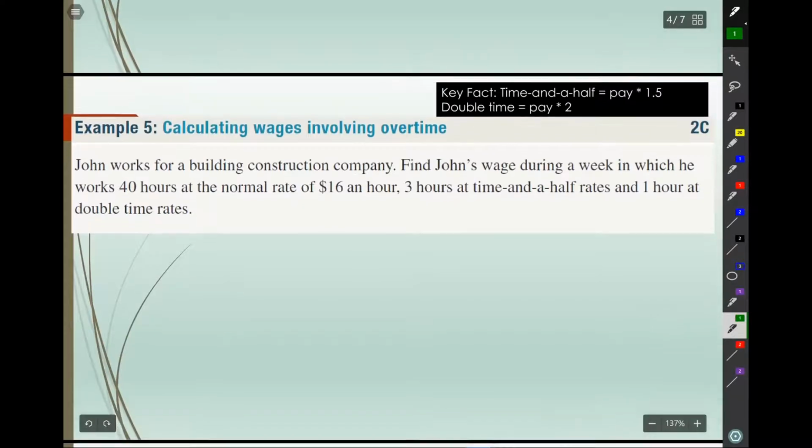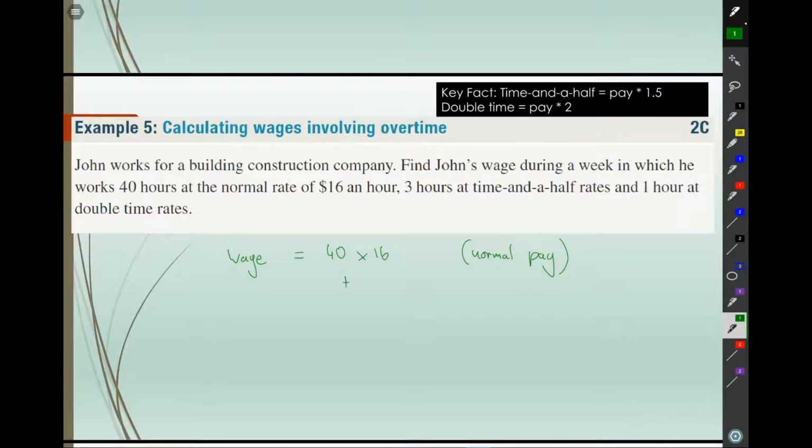Our friend John here works for a construction company. His wage during a normal week for 40 hours is $16 an hour. And in this particular week, he's worked his 40 hours and then 3 extra hours where he gets time and a half, and 1 extra hour where he gets double time. So let's work out his wage. It's going to be his normal pay, so this is his normal pay, 40 hours at $16 an hour.